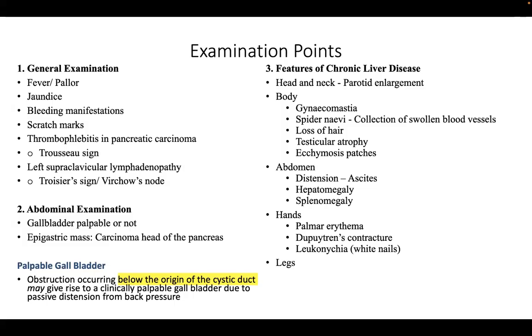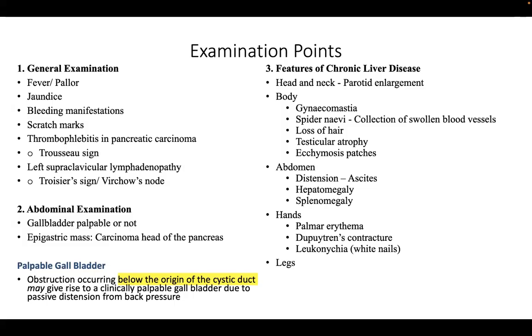Then the abdominal examination, you need to do your full abdominal examination, mainly focusing to see whether the gallbladder is palpable or not, and if you can feel any epigastric mass, which might indicate a carcinoma of the head of the pancreas. Like we spoke about before, a palpable gallbladder means that the obstruction is occurring below the origin of the cystic duct. This may give rise to a clinically palpable gallbladder due to the passive distension from the back pressure.